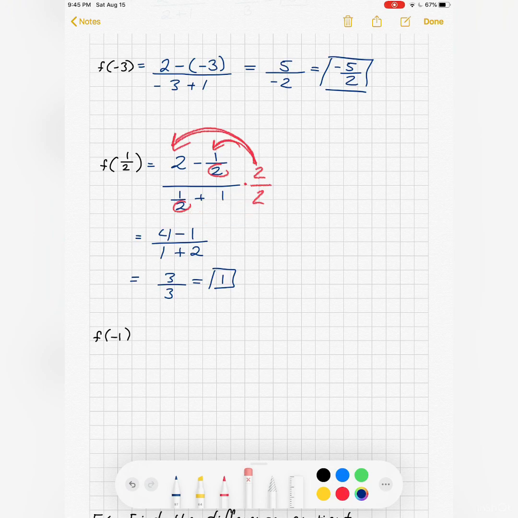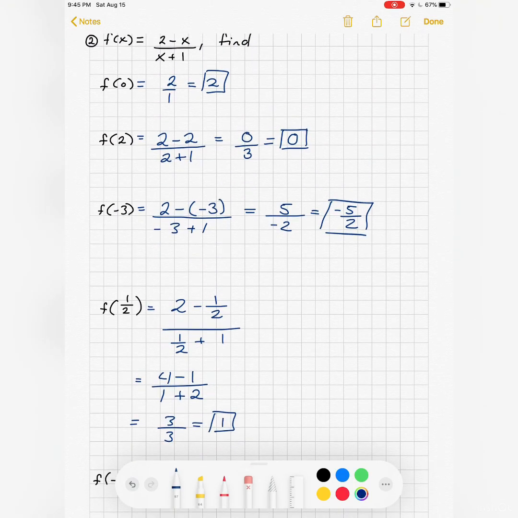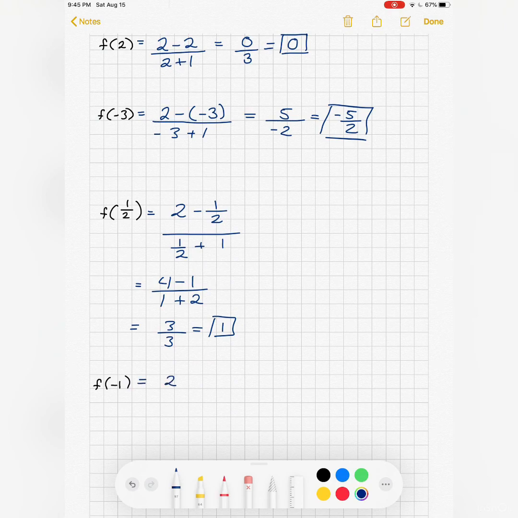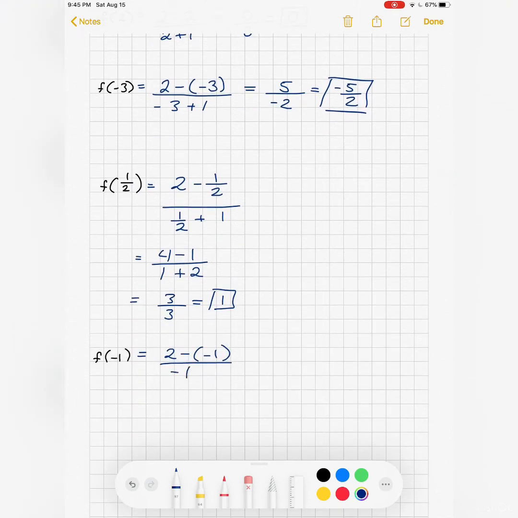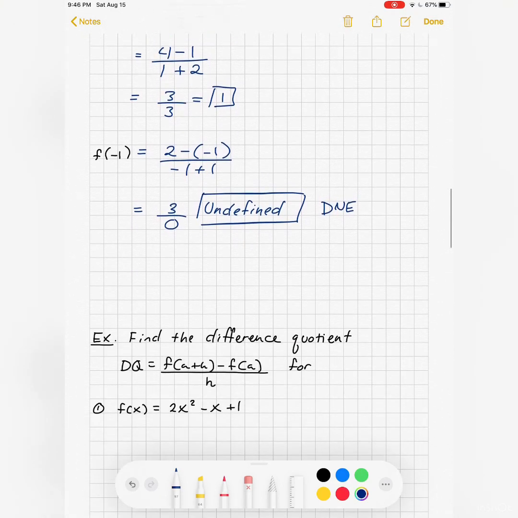Let's try the f of negative 1. Okay, so that one's kind of special. Because this is the one where you get the 0 in the denominator. So it doesn't make sense to divide by 0. Okay, that's impossible. We can't divide by 0 people. So we would say that expression is undefined. Or we could say does not exist. Okay, 0 is not in the domain of that function.